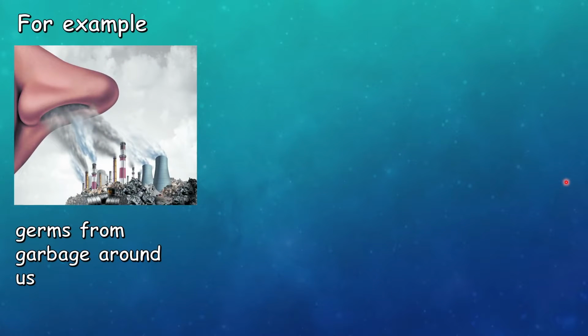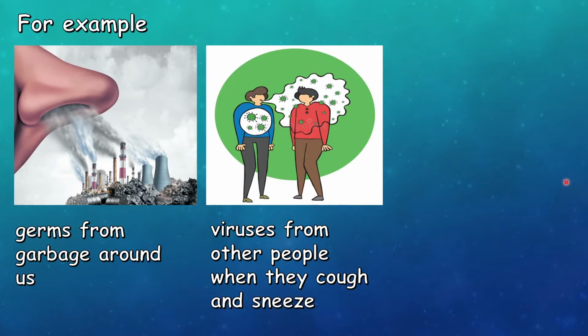Okay. Next, examples of how viruses, germs, and bacteria get into your nose. For example, there is a lot of garbage or trash around you. It means the surroundings, the environment is polluted. Polluted means dirty. So maybe some of the bacteria, the germs are in the air and then you breathe in. Next, viruses from other people when they cough and sneeze.